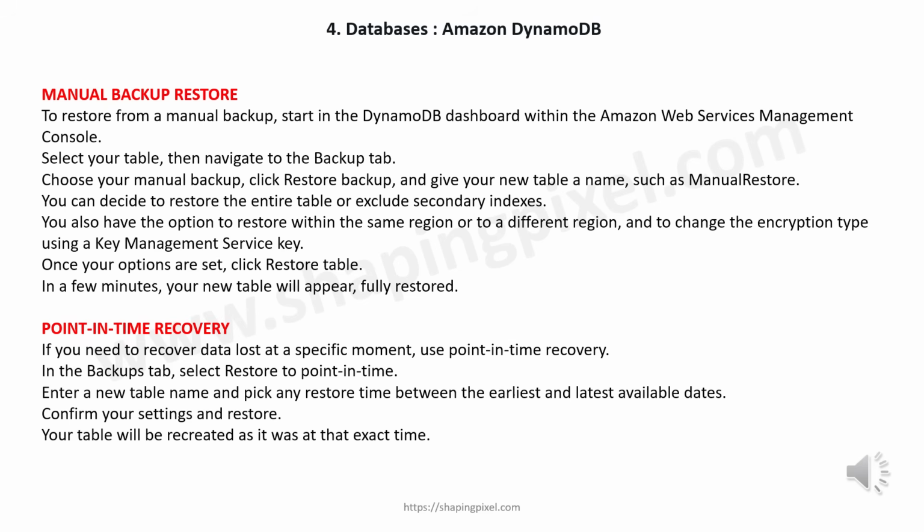Restoring your Amazon DynamoDB tables from a backup is simple, whether you are using an automatic point-in-time recovery or a manual on-demand backup. Let us walk through the process. To restore from a manual backup, start in the DynamoDB dashboard within the Amazon Web Services Management Console. Select your table, then navigate to the Backup tab. Choose your manual backup, click Restore Backup, and give your new table a name, such as Manual Restore.